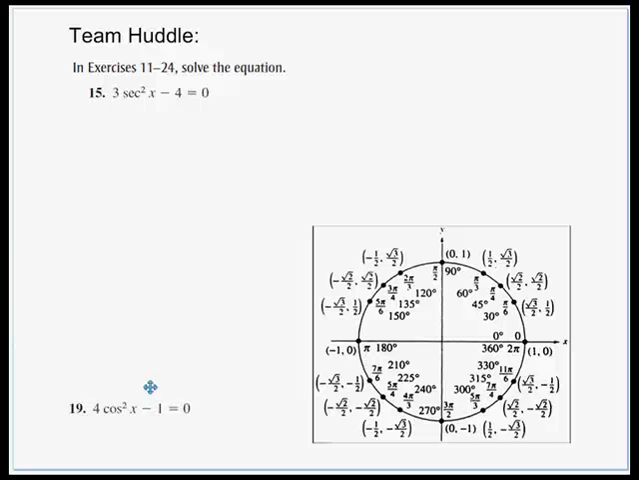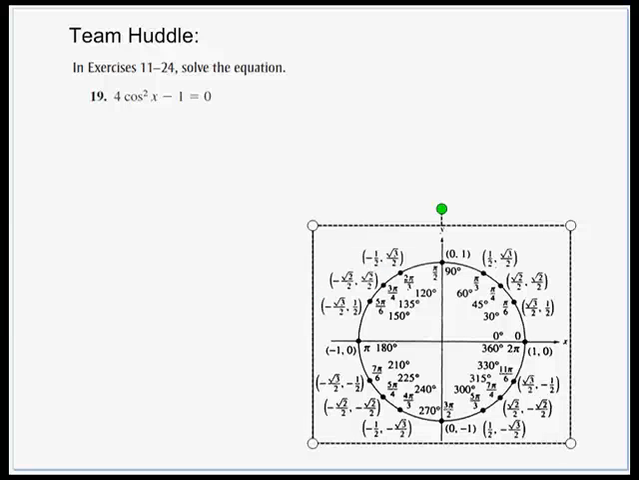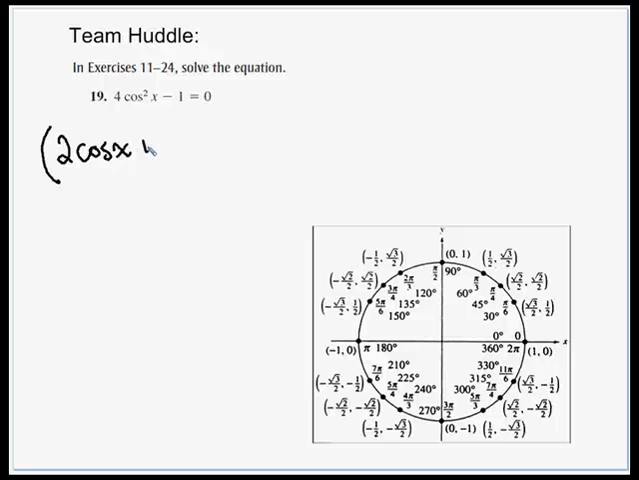And finally, number 19. This looks like another one. 2 ways to look at it. We could extract square roots like we did last time. Add the 1 to both sides, divide by 4, take the square root of each side. Or this is a difference of squares if you see it. We have one term that would be 2 cos of x plus 1. And then we'd have another term 2 cos of x minus 1. And set that equal to 0.